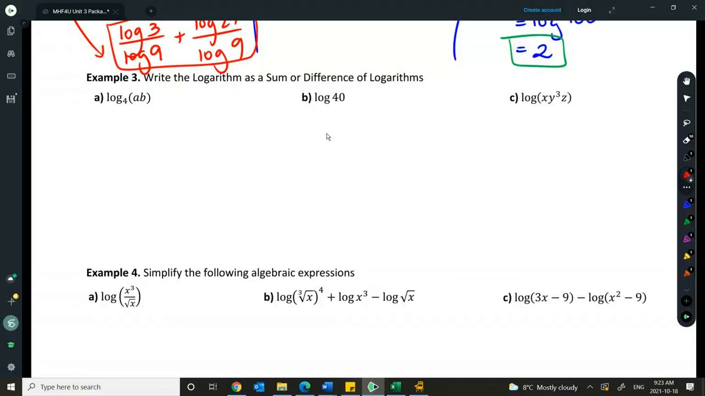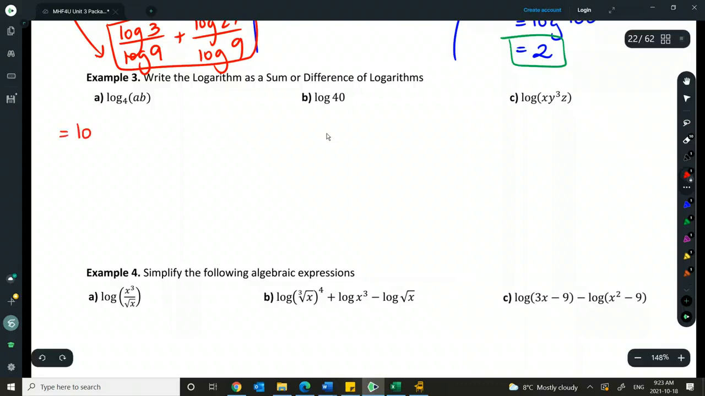Okay, so write the logarithm as a sum or difference of logarithms. So now we're taking something that's already in a product or in a division, and we're actually expanding it into 2 logarithms. So if I have a product, products become what? This is product rule. So they're already multiplications. They become additions.